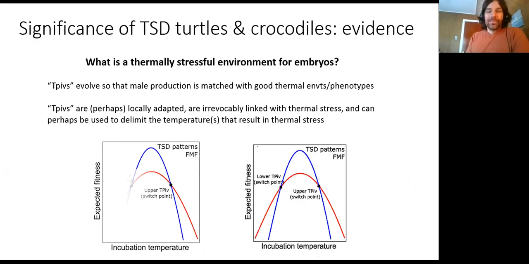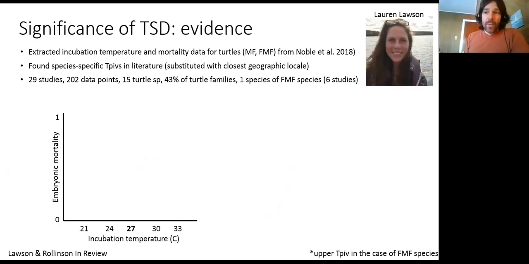So here's the evidence. What I've just argued really is that these pivotal temperatures evolve so that male production is matched with good thermal environments, with high quality phenotypes. So these pivotal temperatures are locally adapted, and they should be strongly linked with thermal stress, so we can use them to delimit what is a thermally stressful environment and what is not, at least to some extent. And I'll expand on that here. I had an undergraduate student, Lauren Lawson, who did a wonderful job on this. And in fact, Melanie helped in the very initial stages of this experiment too.